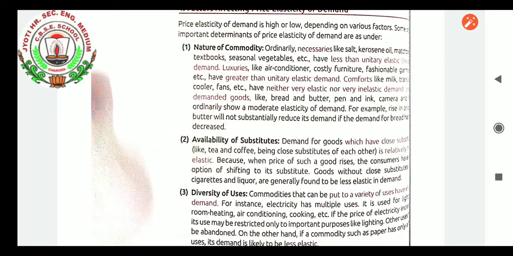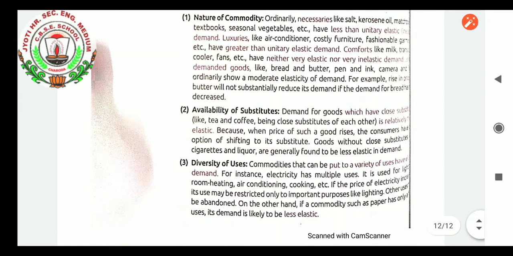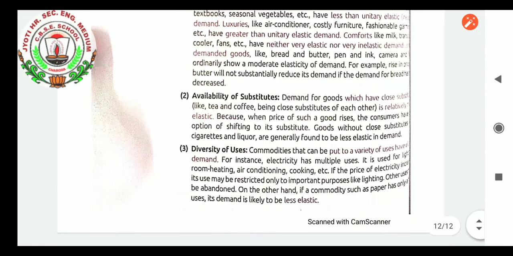Jointly demanded goods like bread and butter, pen and ink, camera and phone ordinarily show a moderate elasticity of demand. For example, a rise in the price of butter will not substantially reduce its demand if the demand for bread has decreased. Availability of substitutes. Demand for goods which have close substitutes, like tea and coffee being close substitutes of each other, is relatively elastic, because when the price of such a good rises, consumers have the option of shifting to its substitute. Goods without close substitutes, like cigarettes and liquor, are generally found to be less elastic in demand.